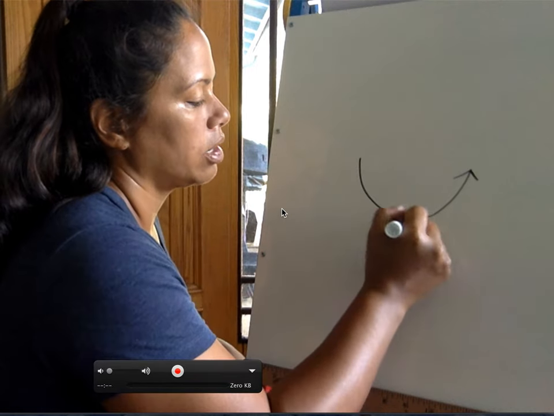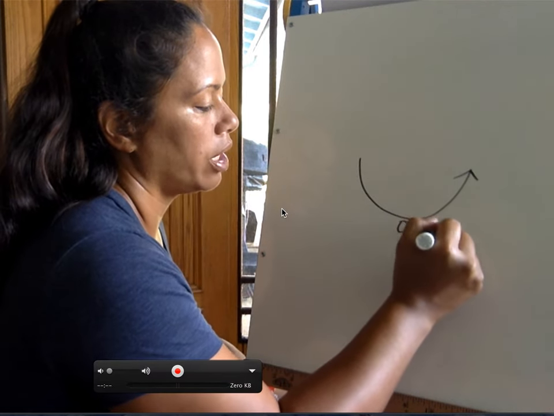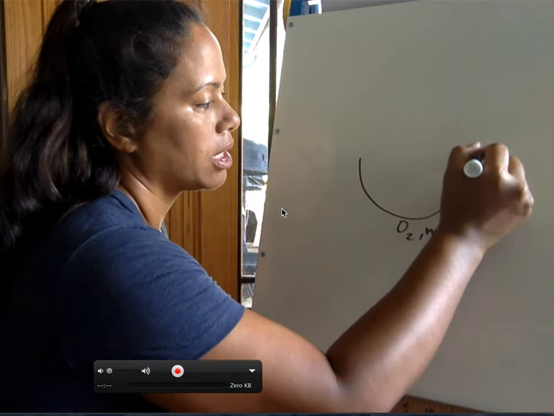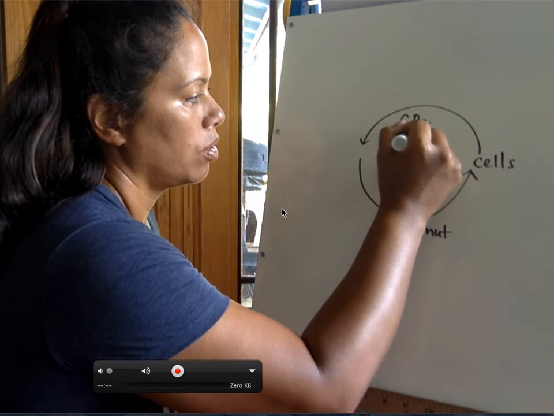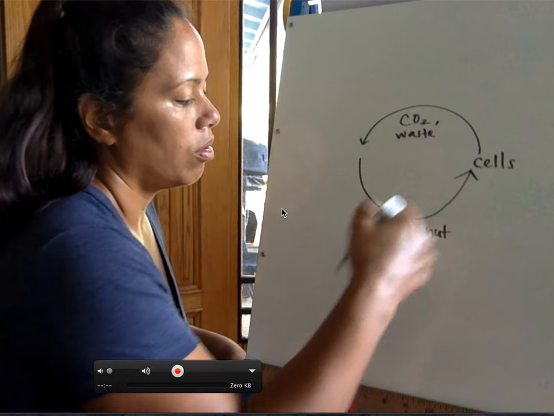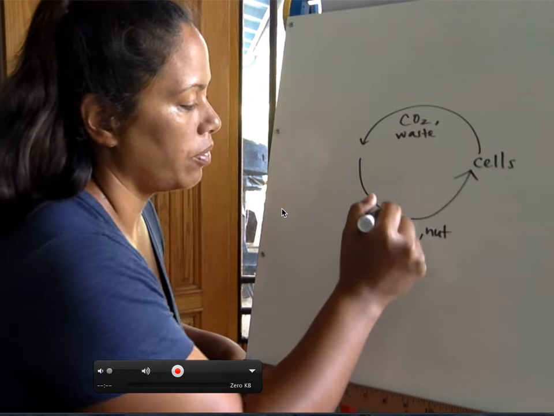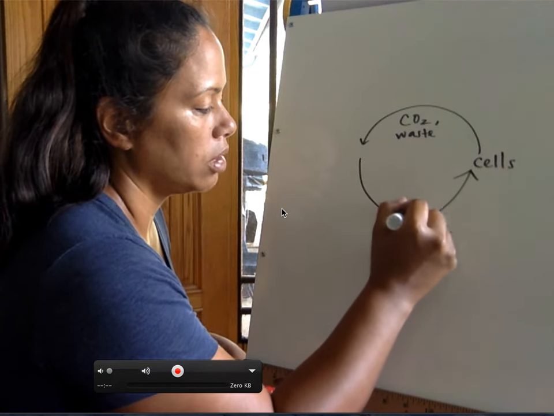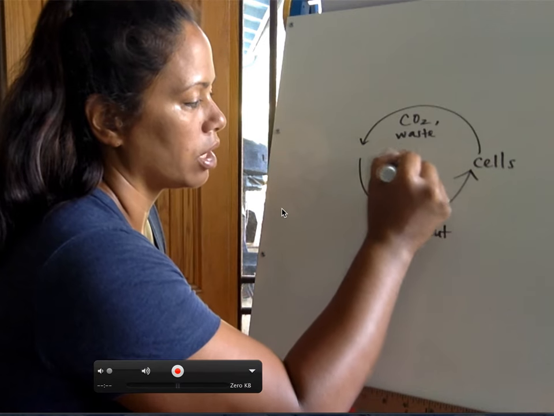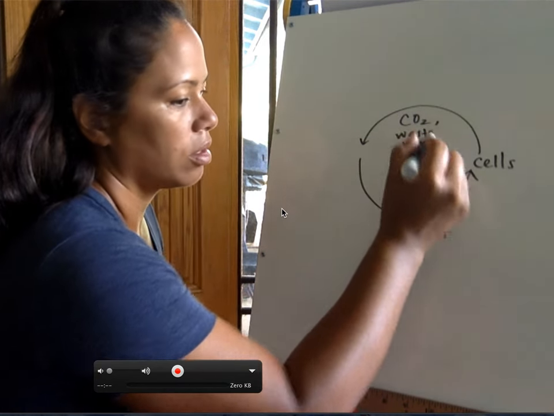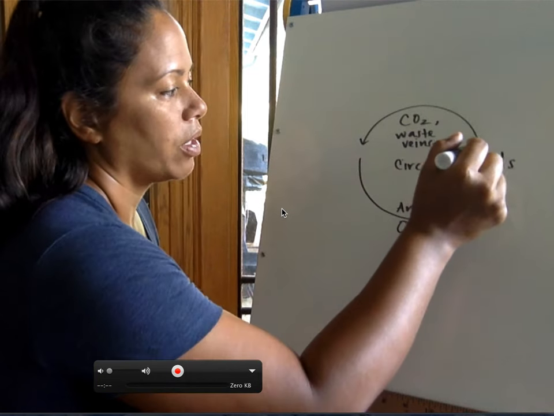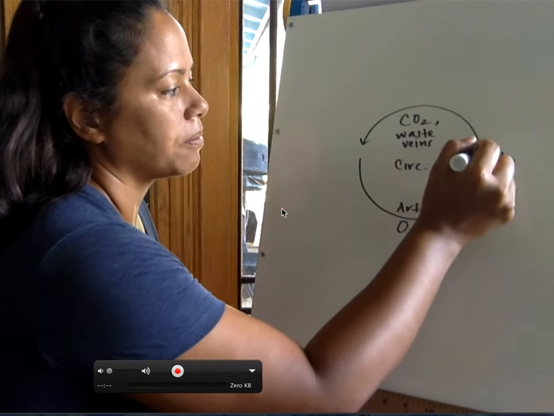I take oxygen and nutrients into the cells that need it. But the cells have to remove waste products and CO2. So how do they do that? Well, this is kind of a review: you enter in through arteries, the blood vessels, right? This is circulation. And then you take out through veins. But lymphatics is like this.